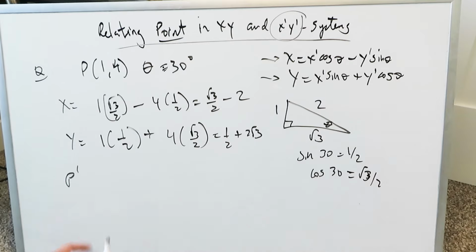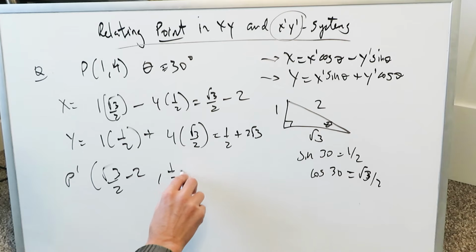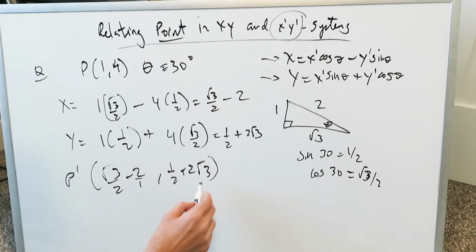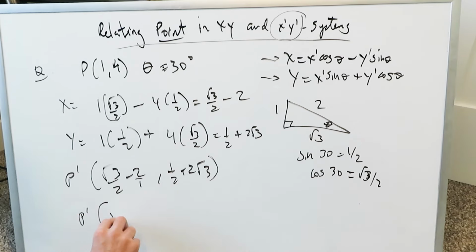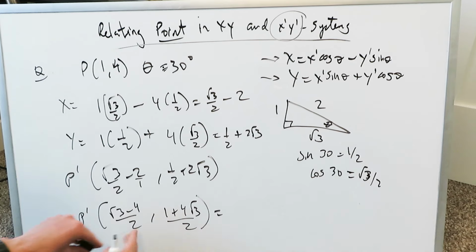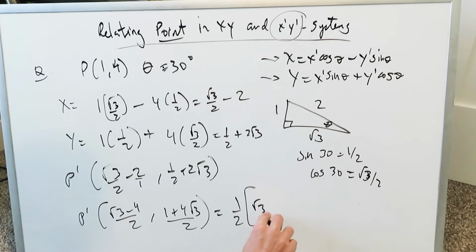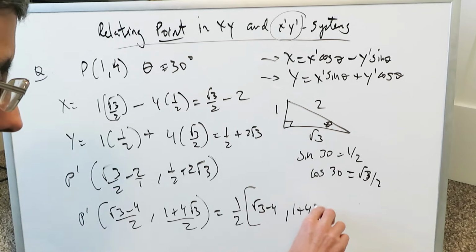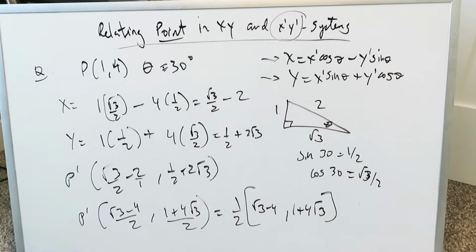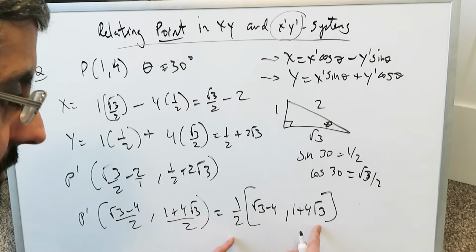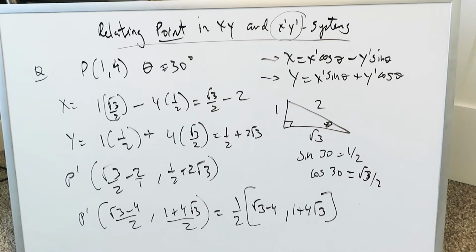So your new point in the x prime y prime system is going to be root 3 over 2 minus 2 comma 1 over 2 plus 2 root 3. But if you want to present this in a better way, you can do common denominators across. You'll have root 3 minus 4 over 2 comma 1 plus 4 root 3 over 2. But from here you can isolate a 1 over 2 and push it out. You'll have 1 over 2, and then your x value and your y value will be root 3 minus 4 comma 1 plus 4 root 3, with a 1 over 2 pushed outside. So this right here is your new x value, this right here is your new y value in the x prime y prime system, and it should be good.